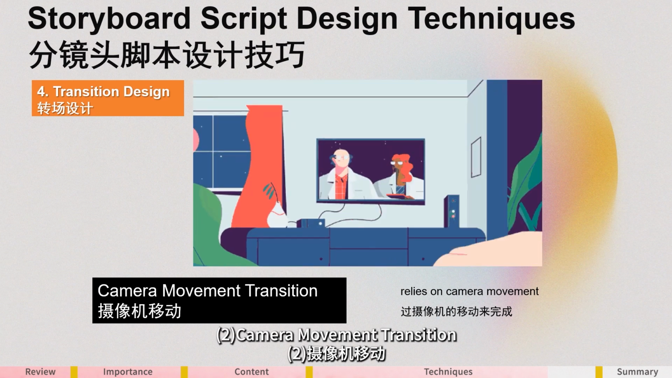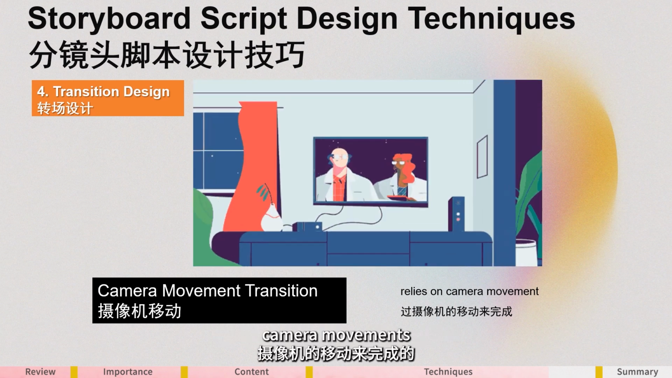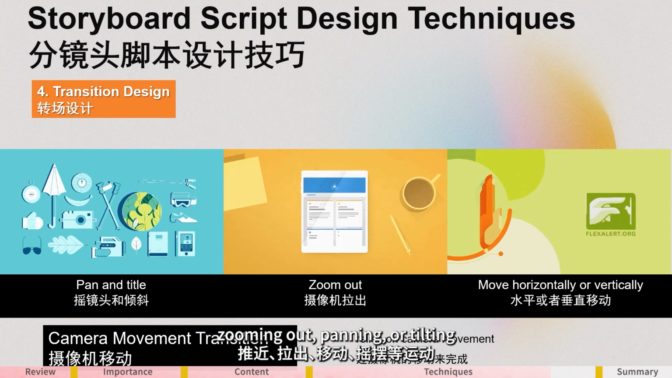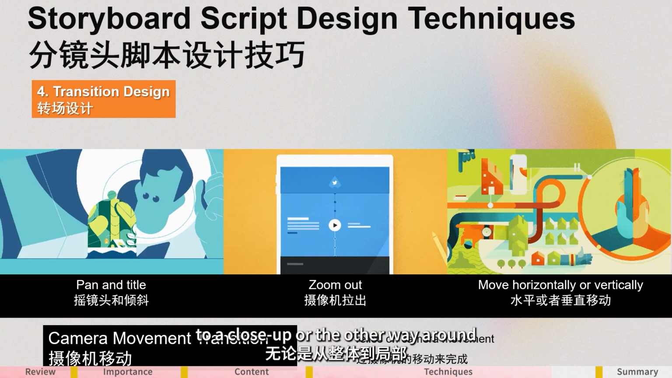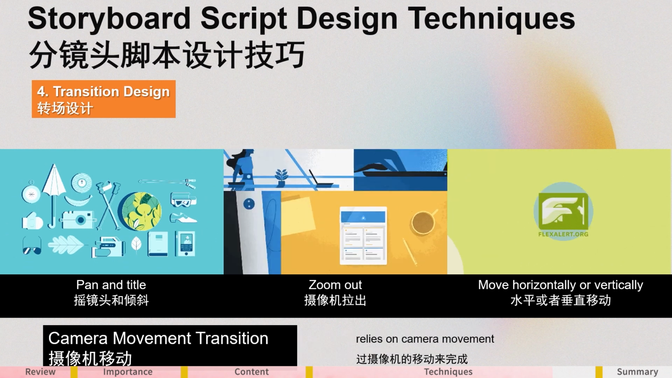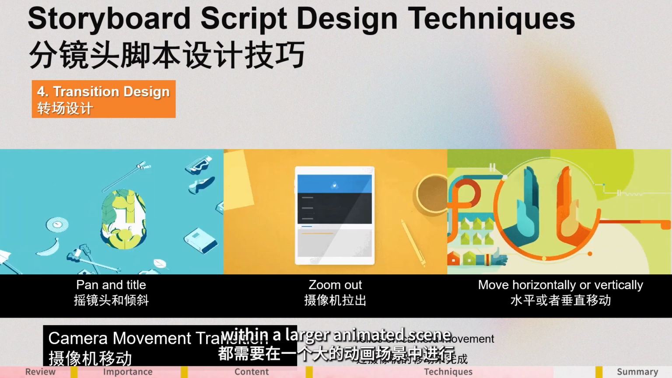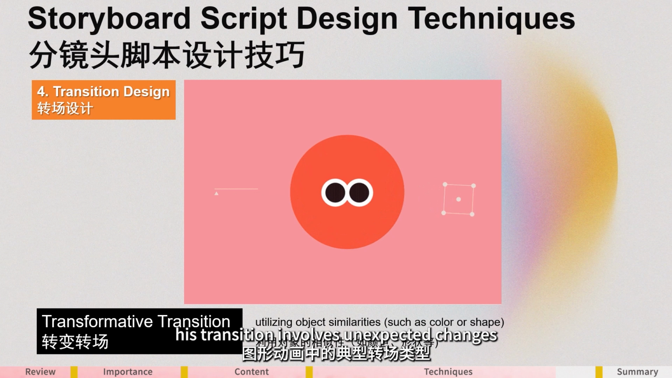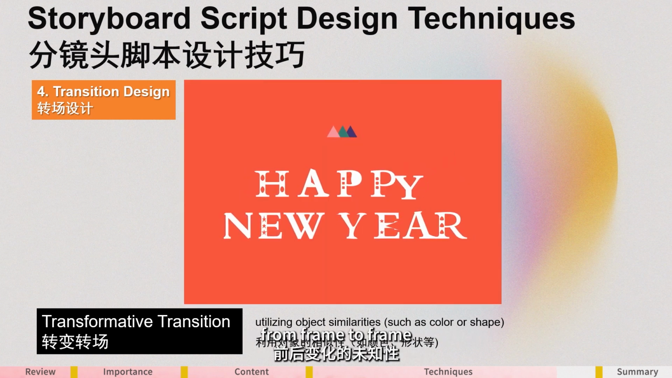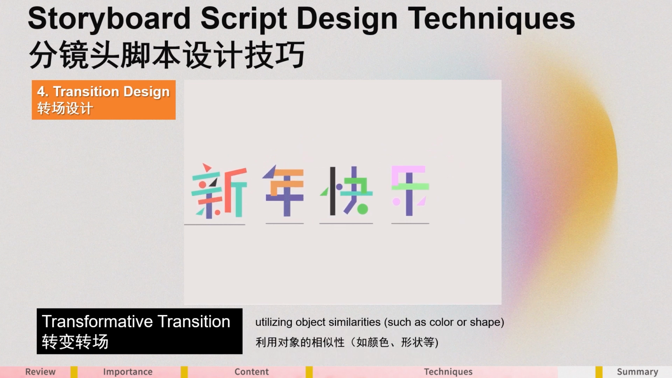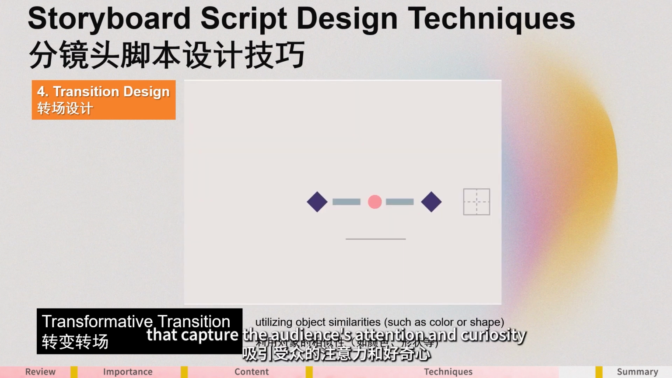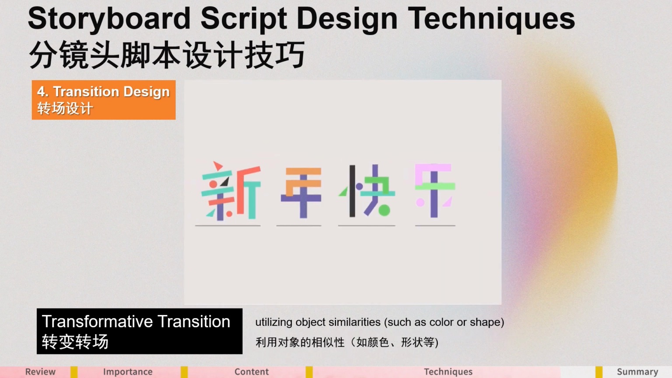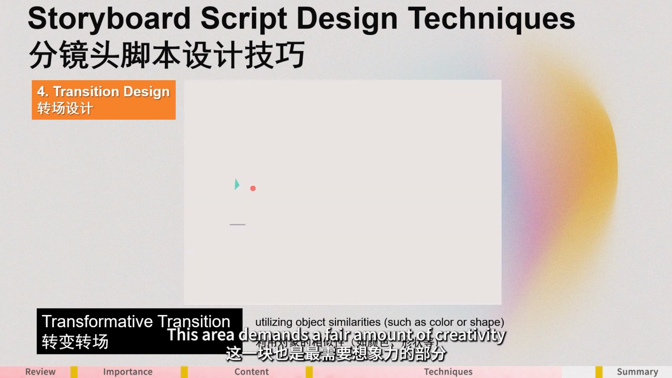Second, camera movement transition. This transition relies on camera movements like zooming in, zooming out, panning, or tilting, whether transitioning from a wide view to a close-up or the other way around. It usually unfolds within a large animated scene. Third, transformative transition, a common type in motion graphics. This transition involves unexpected changes from frame to frame, creating striking visual effects that capture the audience's attention and curiosity. The principle hinges on utilizing object similarities such as color or shape. This area demands a fair amount of creativity.